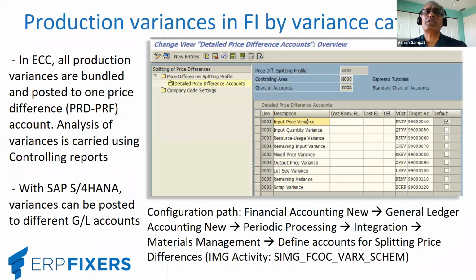So how do we post these variances to financial accounting? Again, the menu path in configuration is similar. It's in integration within the GL side, where we have to say that first create a price difference splitting profile and assign individual variance categories like input price variance, input quantity variance, all the way till scrap, all 9 of them, and then assign a target account. Now, in this case, there's a one-to-one mapping for all accounts. Now, you can say that, I want to summarize some of those.